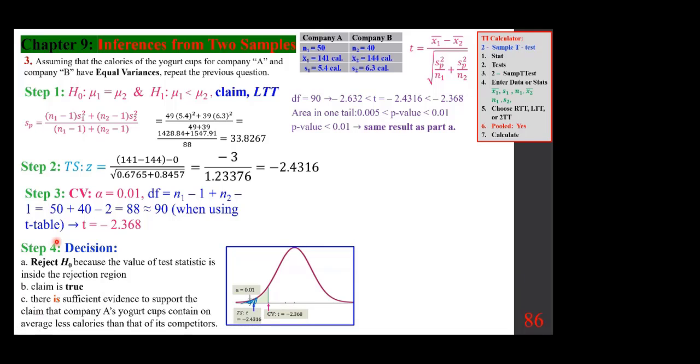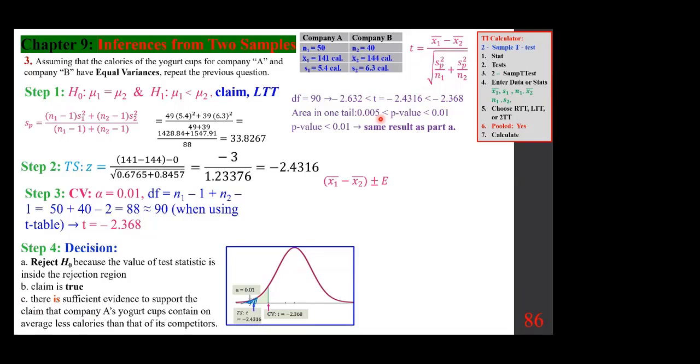Table has its limitation, degrees of freedom. If you go with 90, this number is between these two numbers, and the p-value is between those two numbers, and therefore makes it less than 0.01. You get the same result. I don't suggest you use the table.